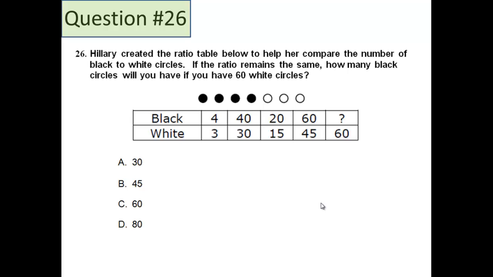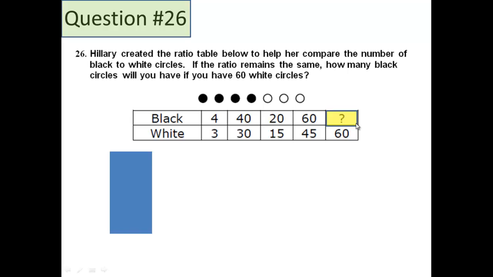Hillary created the ratio table below to help her compare the number of black to white circles. If the ratio remains the same, how many black circles will you have if you have 60 white circles? All right, I see 4 black circles. Oh, there's a 4 right there. I see 3 white circles. There's a 3 right there. Oh, I see a bunch of answer choices that I do not need. What I do need to find is that.